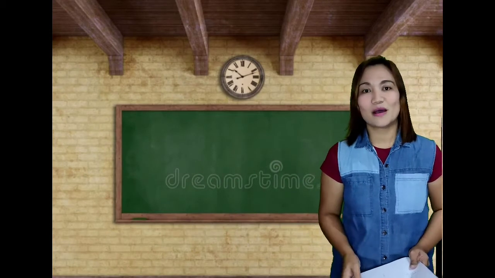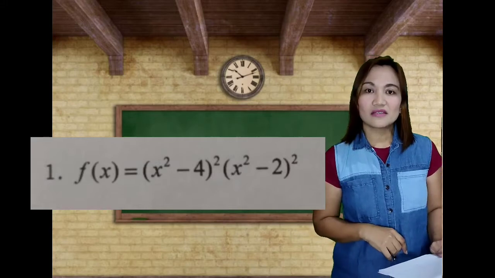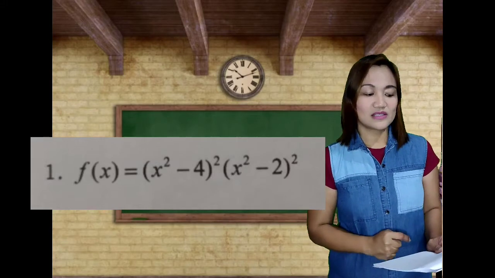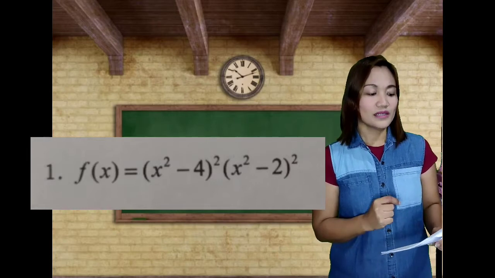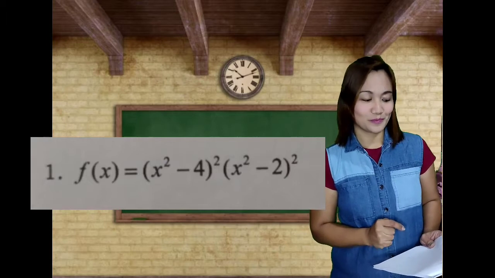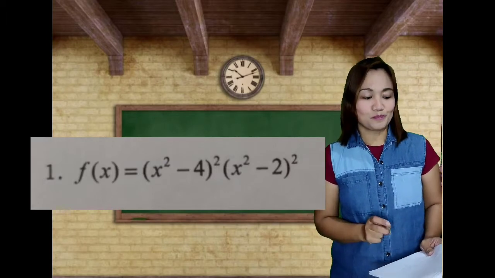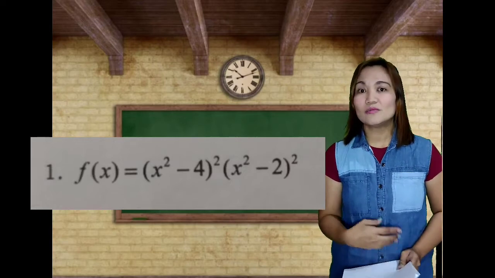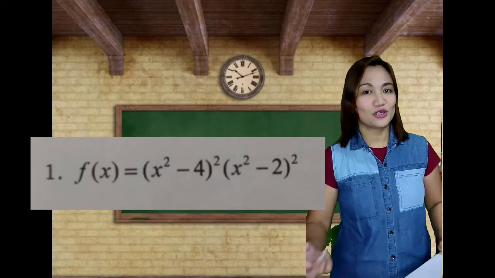Let's proceed with number 1. Magpa-flash na po sa screen. F of x is equal to the square of x squared minus 4 times the square of x squared minus 2. So, let's identify the leading term. As we observe, our polynomial function is in factored form.